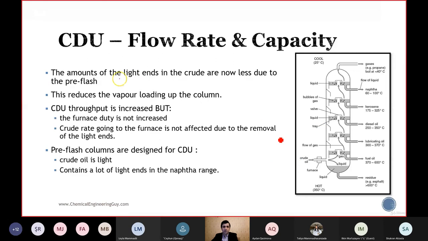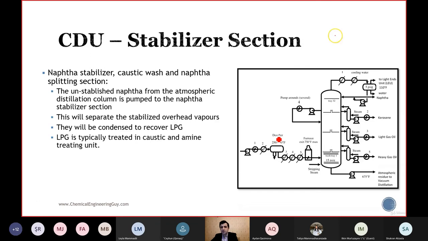Stabilizer section. Naphtha we have here, but this naphtha is unstabilized. Who can tell me what unstabilized means? Unstabilized naphtha means that we have gases in naphtha, mostly LPG plus naphtha. Stabilizing means that we are sending it to a stabilizing column, and we are separating the liquid naphtha from gases, LPG.